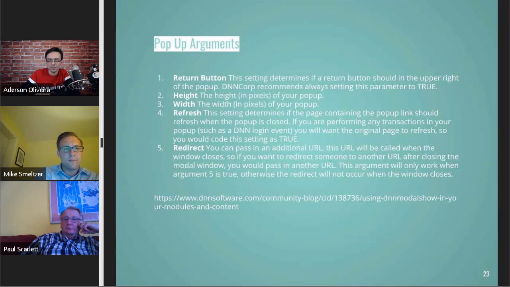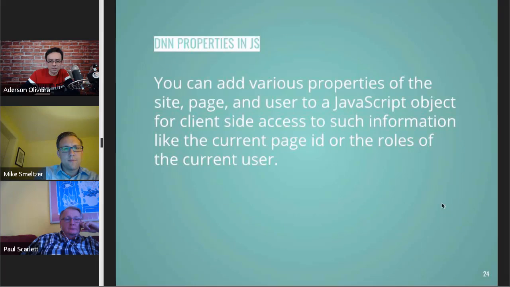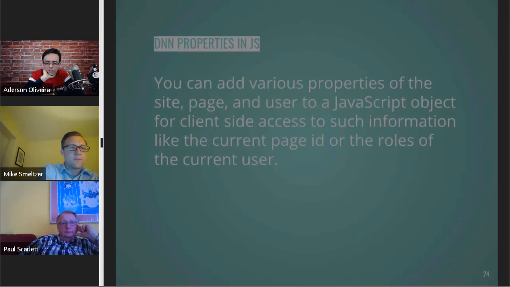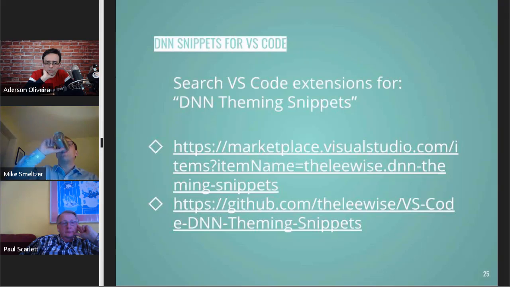So DNN Present.js, this one was really fun for me. I don't use it all the time, but enough that I include it. It adds various properties of the site, page, and user to a JavaScript object so that you can use it in your scripts at a later time. Pretty much like what I showed earlier of adding some of that data in your class, I'll do that in JavaScript.